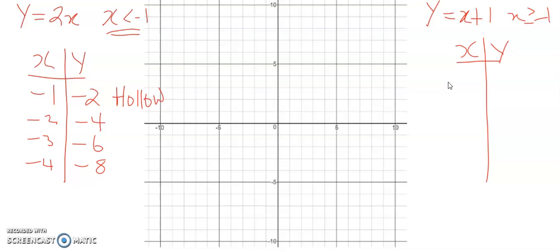Okay? So what does this look like? Well, -1, -2, find that on your graph, but do not use a solid dot. -1, -2 right there, use a hollow dot. Hollow, because -1 is not actually in the domain for that piece. It's in the domain for this piece over here on the right, but not the piece on the left. So -2, -4 would be right there. Now that's a solid dot this time. -3, -6 is right there. -4, -8 is right there.